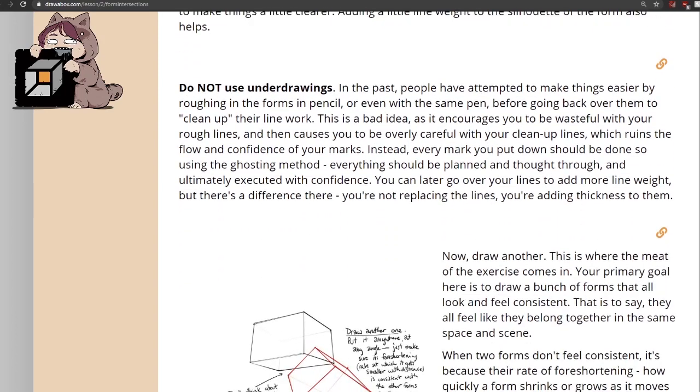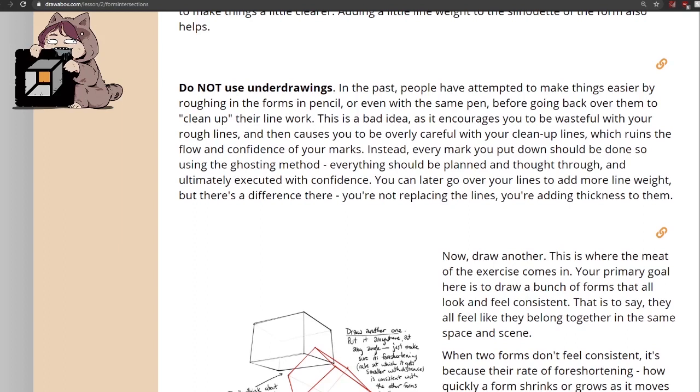Do not use underdrawings. In the past, people have attempted to make things easier by roughing in the forms in pencil or even with the same pen before going back over them to clean up their line work. This is a bad idea as it encourages you to be wasteful with your rough lines and then causes you to be overly careful with your cleanup lines, which ruins the flow and confidence of your marks.